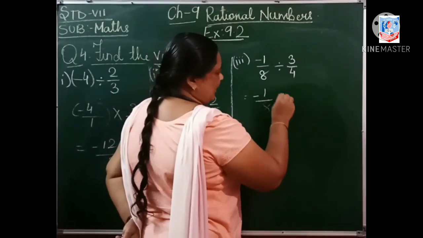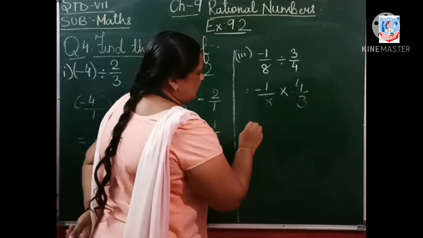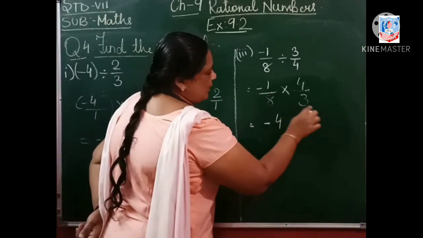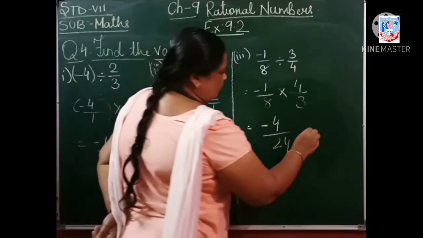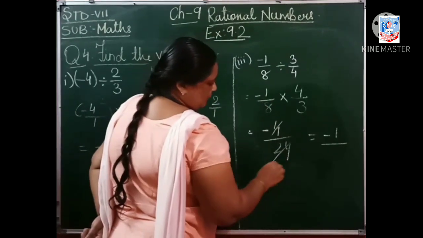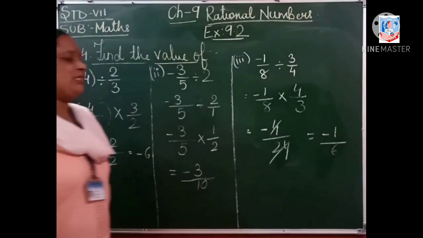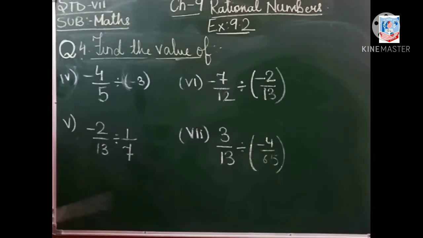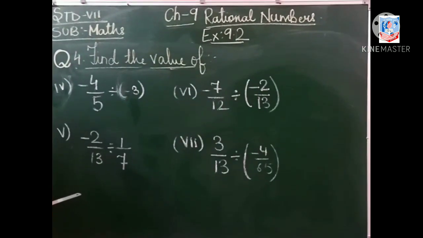Divide will become multiply, and here it will become the reciprocal. So 1 into 4 is 4 and minus 9. Minus 4 by 8 into 3, 24. Here you can cut. 4 ones are 4, minus 1, and 4 6s are 24. So your answer is minus 1 by 6. Now this is your homework. With this we complete our chapter.